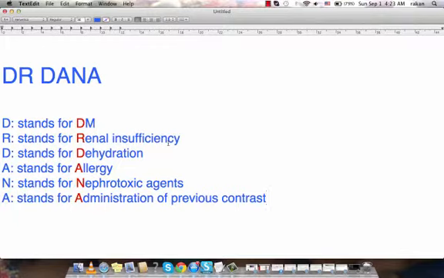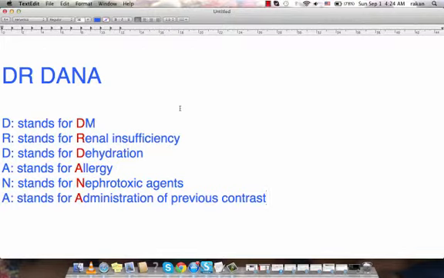N stands for nephrotoxic agent. You have to be aware of all the medication that your patient takes, and any nephrotoxic drugs, it's advisable to withhold. A stands for administration of previous contrast, and previous here means the previous 3 days.